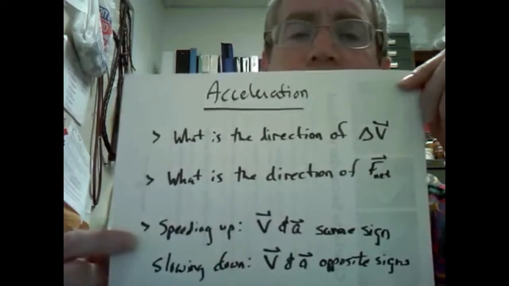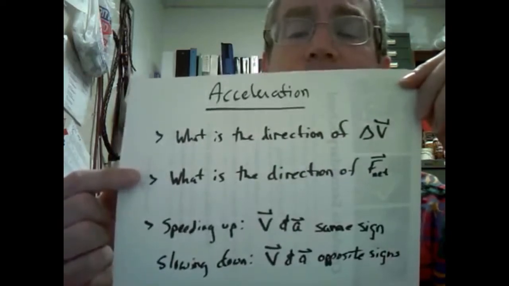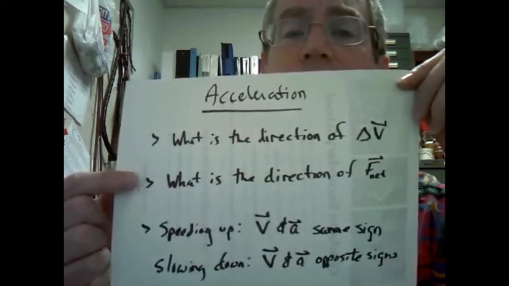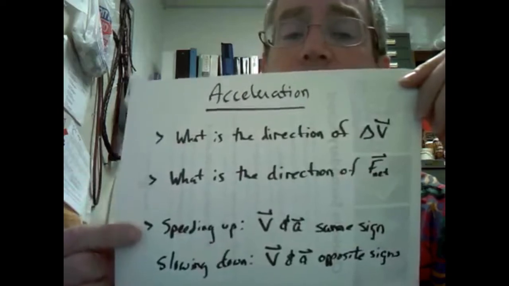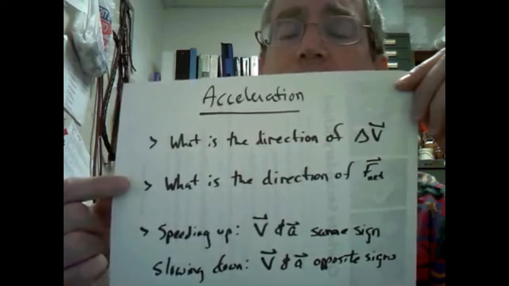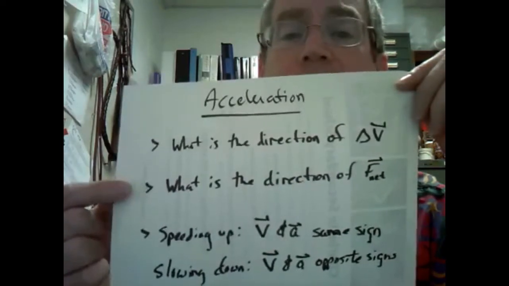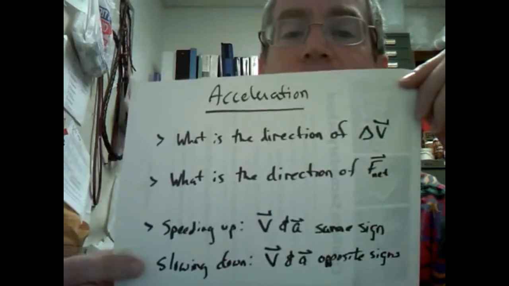That means that if the net force acting on me is pushing me in the way I'm going, I'm going to go faster. If the net force is pushing against the way I'm going, so imagine you're walking along and someone's pushing against your walking, or pulling you back, velocity and acceleration are in opposite directions, and you're slowing down.